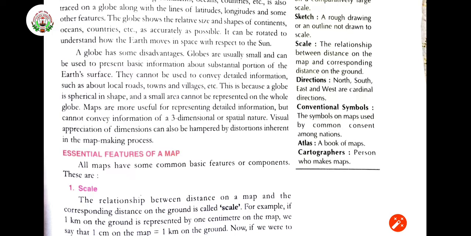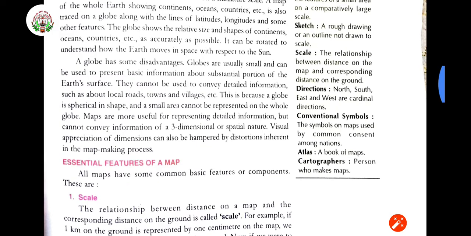Maps are useful for representing detailed information, right? Like if you are going to find Chhattisgarh, right? We are living in Chhattisgarh and you want to take the map of Chhattisgarh and see where our place is located, where our areas are located, how many districts are there. So all that detailed information you are going to get from a particular thing. So we are going to require a map for that.